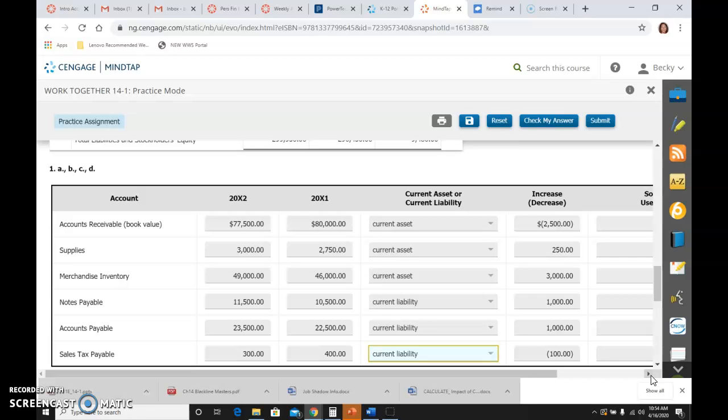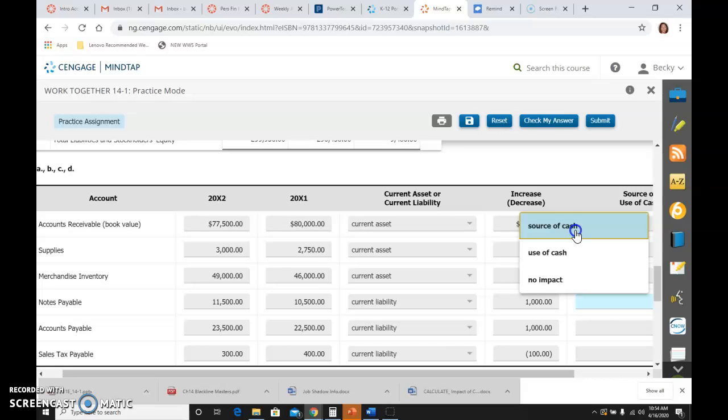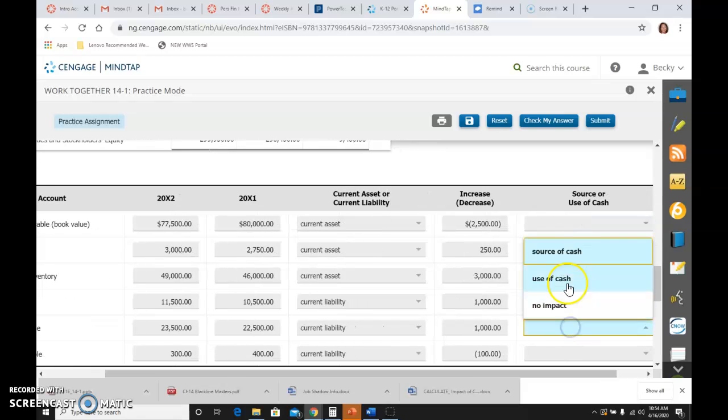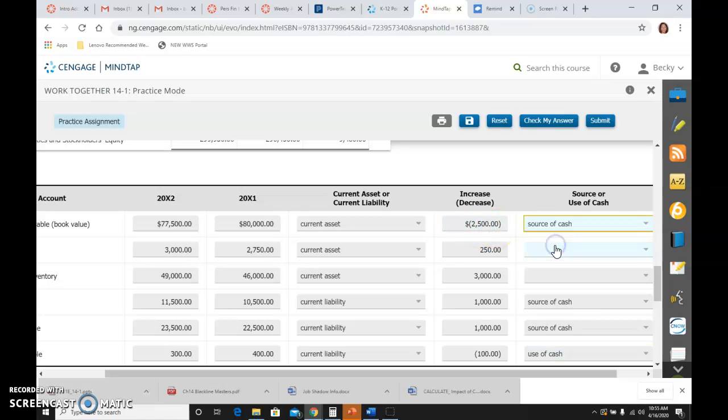So again, I always hop on liabilities first because I know that if they increase, they're a source. So an increase in a current liability is a source, and a decrease in a current liability is a use. And for assets, I know it's the opposite effect. So if it's a decrease, it's a source. If it's an increase, it's a use.